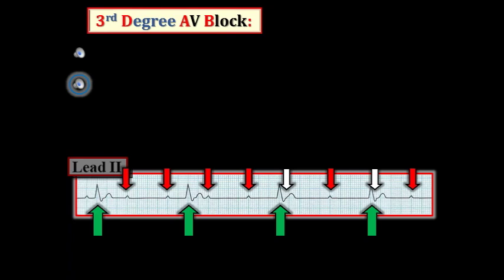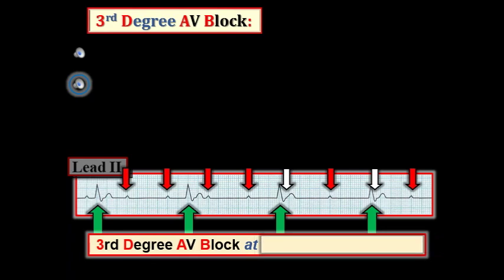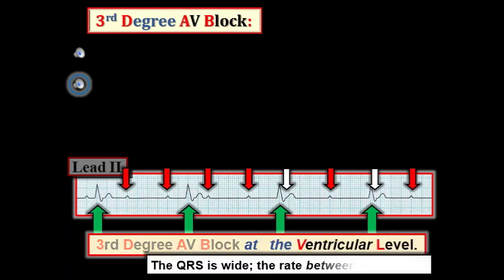So this tracing shows complete AV block at the ventricular level with a wide complex escape rhythm occurring at a typical ventricular escape rate of between 20 to 40 per minute.